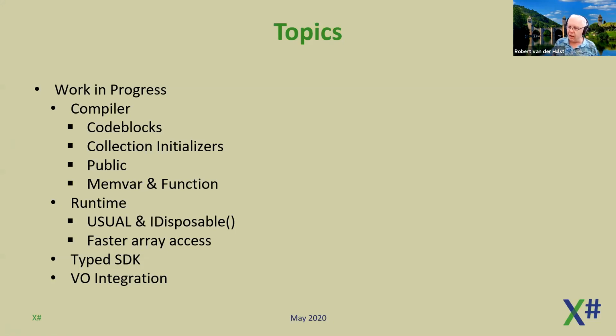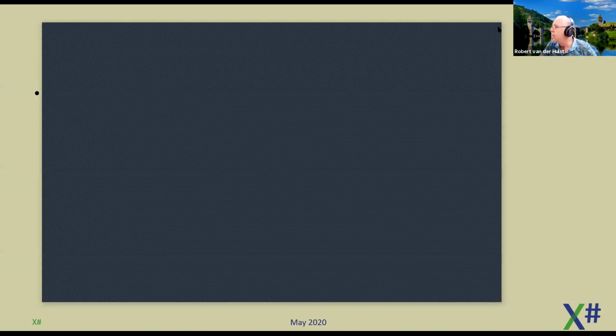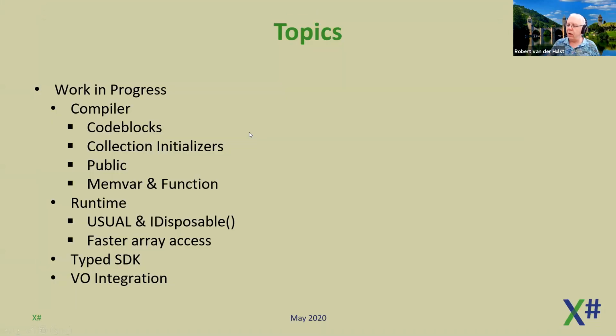And in the runtime, one of you asked for support for IDisposable in usuals. So we did that, and we got a question about improving the speed of the array access, and we worked on that too.